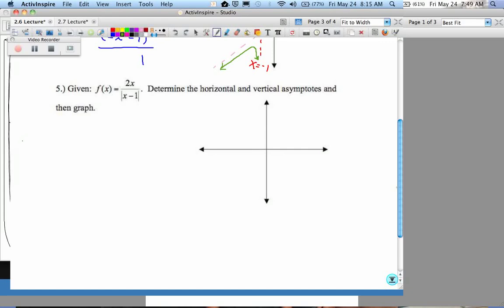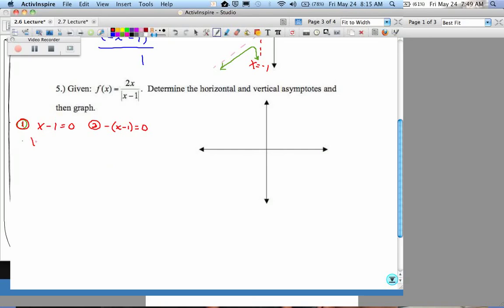Determine the horizontal and vertical asymptotes and then graph it. What are we going to do on the bottom? Set equal to 0. X plus 1 and x minus 1. Let's do it this way. Set the bottom equal to 0. Both the negative and the positive way, right?